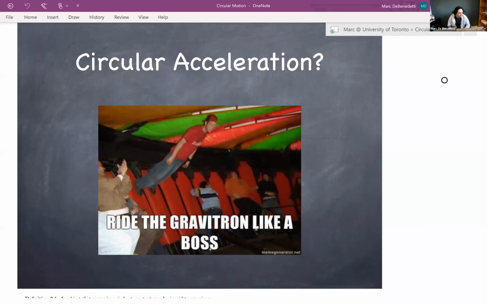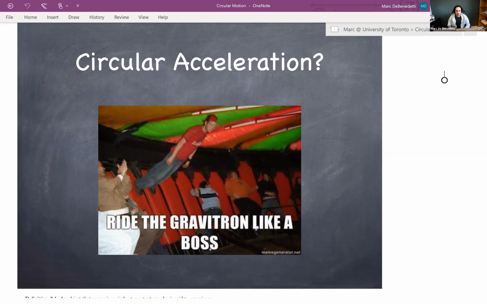So let's talk about the acceleration that an object experiences while it is undergoing circular motion. So first of all, what is circular motion? Circular motion is quite simply an object whose trajectory is physically circular. And there are different types of circular motion.